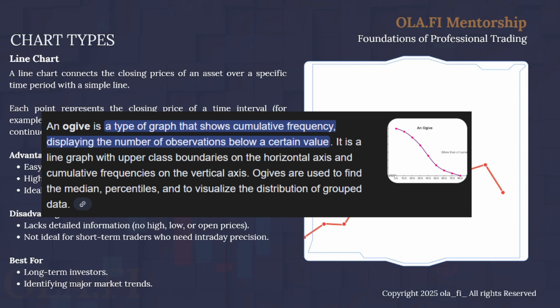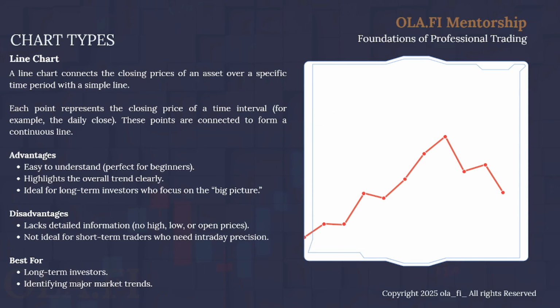A line chart connects the closing price of an asset over a specific period with a simple line. Each point represents the closing price of a time interval, for example, the daily close. These points are connected to form a continuous line. Advantages: one, it's easy to understand, it's perfect for beginners, it highlights the overall trend clearly, and it's ideal for long-term investors who focus on the big picture.